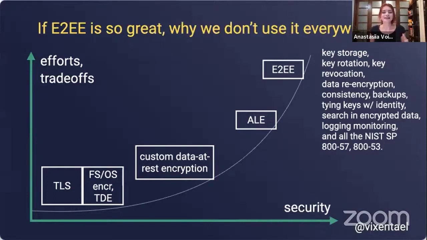I also like to say that application level encryption or end-to-end encryption are great until you think about key management. You know, all the NIST special publication 800-57, all the key management processes, because often when we think about encryption, we think about key generation, key derivation, right? But there is much more than that. Key storage, obviously.